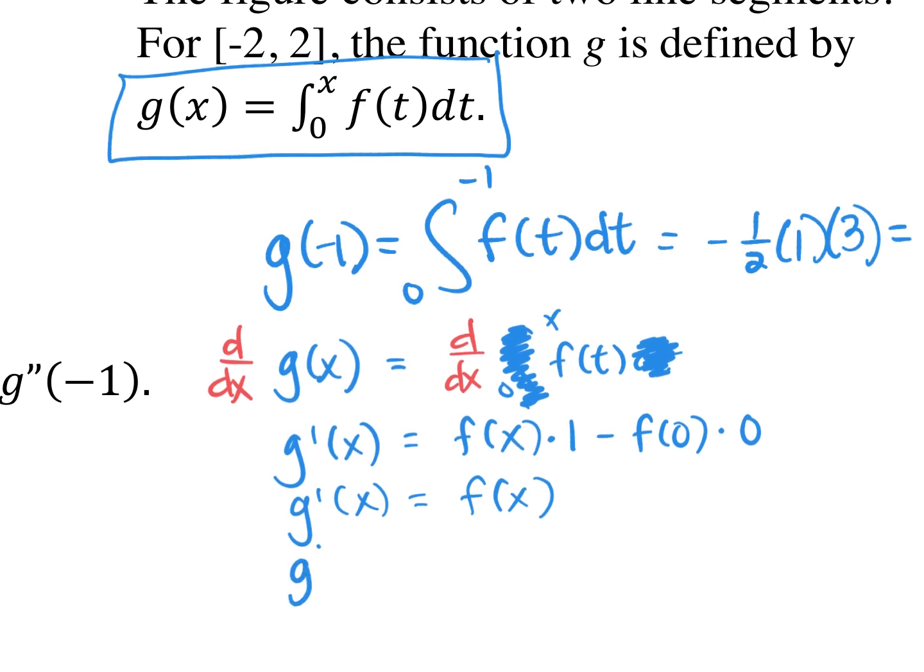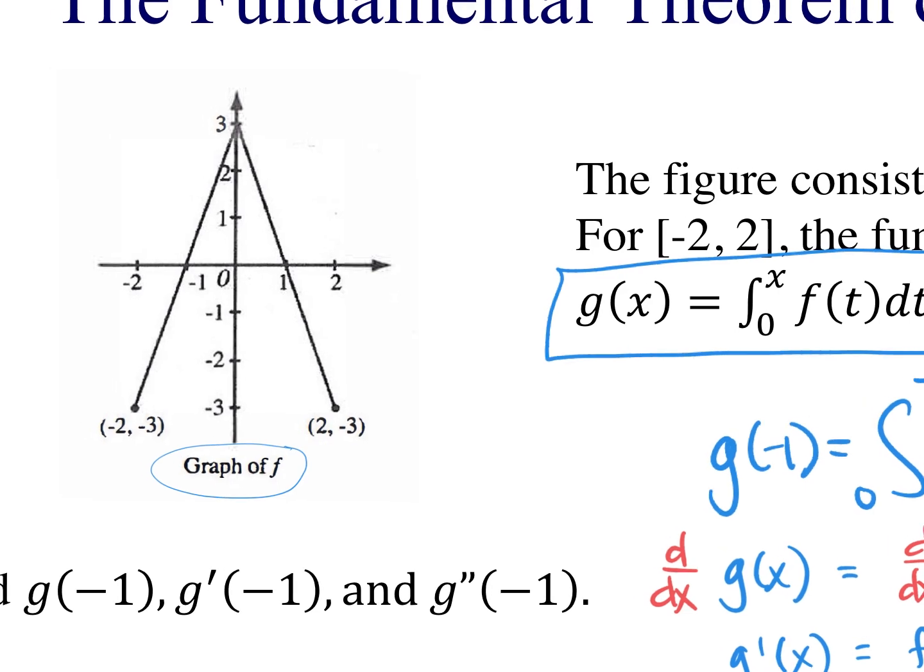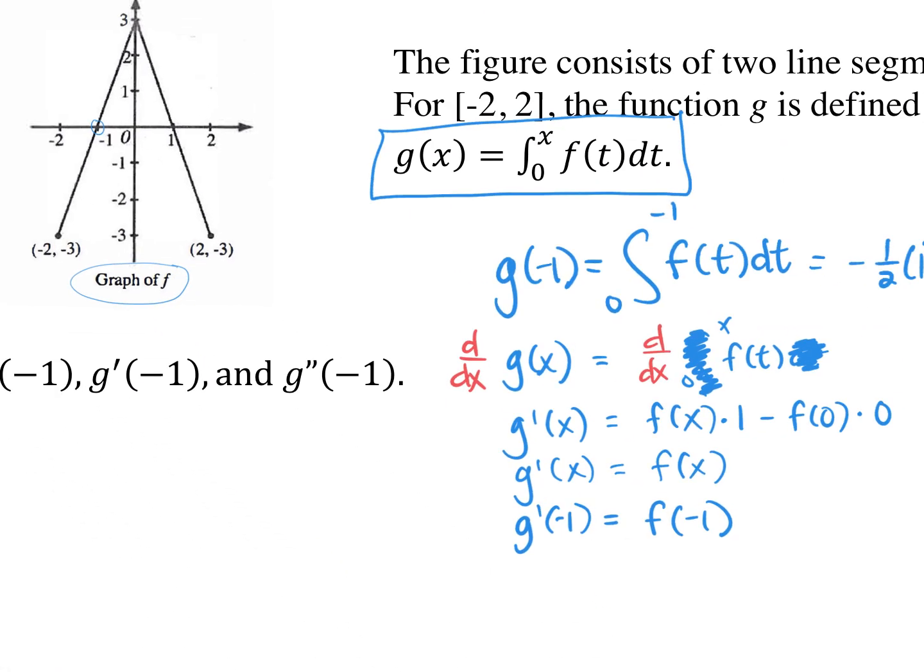And now I'm asked to find g prime of negative 1. So g prime of negative 1 is f regular of negative 1. And f is the graph, so what is the regular f of negative 1? Yeah, it's just sitting right here. Okay, so the answer to that is 0.